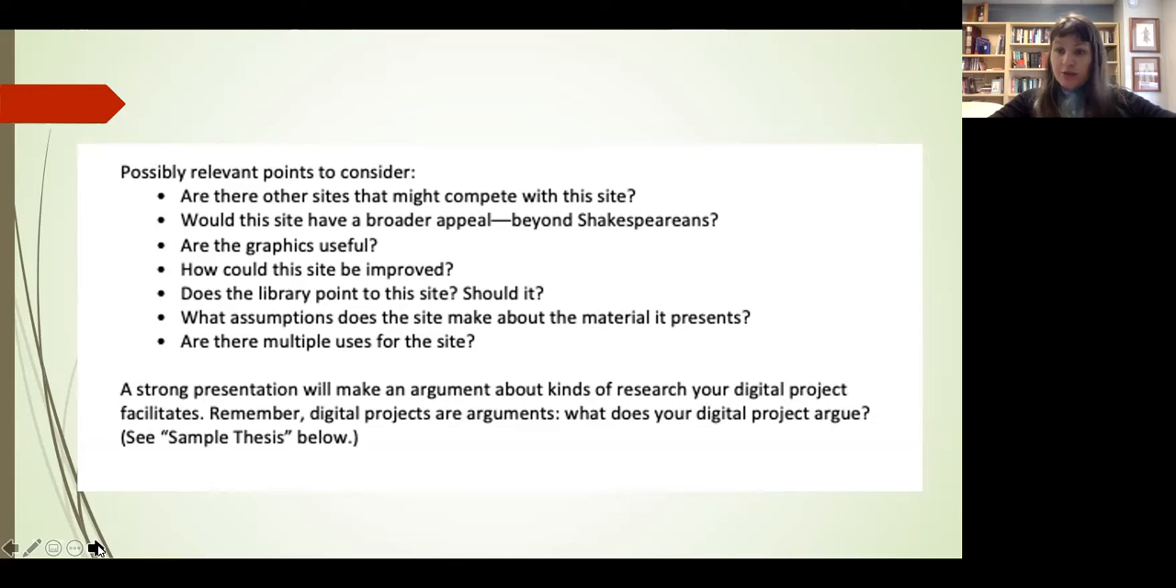This talks about things like interface and graphics. We also talk about how you would know about this site, and whether you can find it through the library catalog. I have students create an argument about their digital project. It can be a traditional evaluation argument where you say, here are the criteria that make a good resource about Shakespeare in print, and here is how this site measures up.